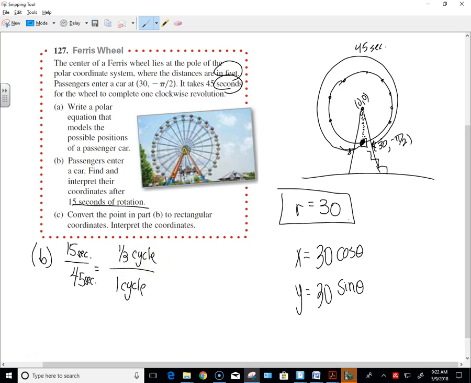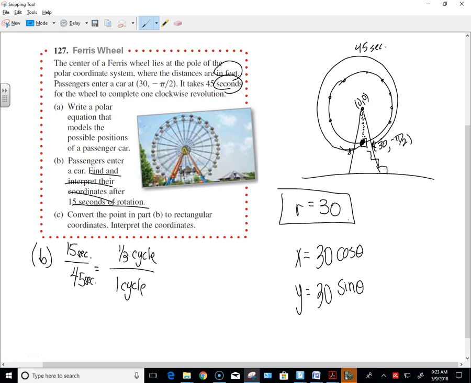That would work. There are a few different ways of doing dimensional analysis to get there, but long story short, it's going to only be 1/3 of a cycle. Well, wait a minute, 1/3 of a cycle, where's it going to be? Find and interpret the coordinates. 1/3 of the way. What's 2 pi? Cut into thirds. Isn't that 2 pi over 3?